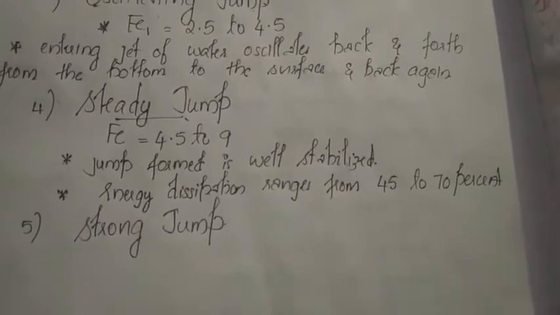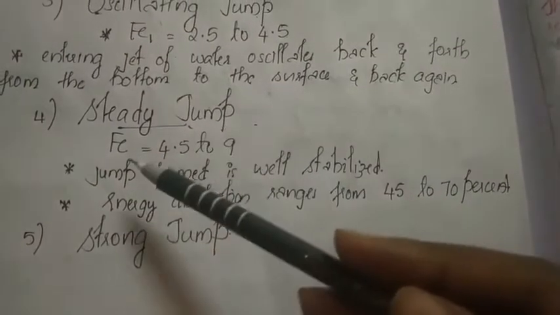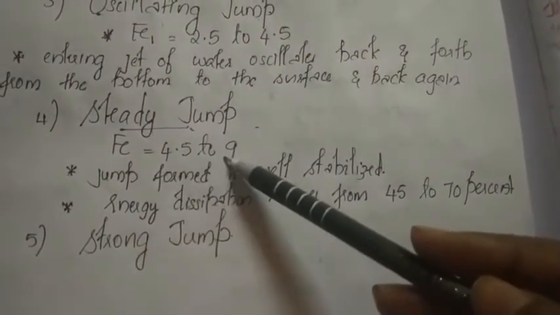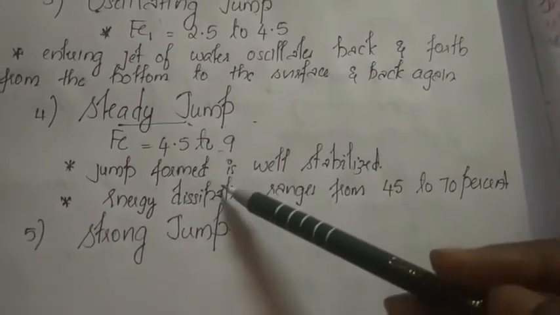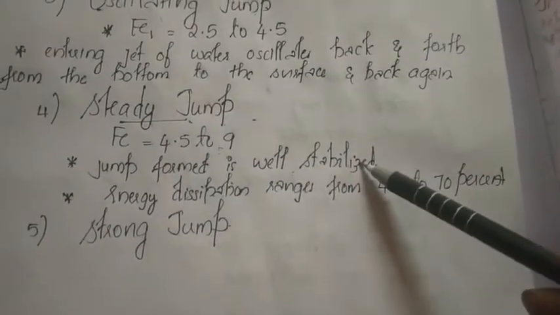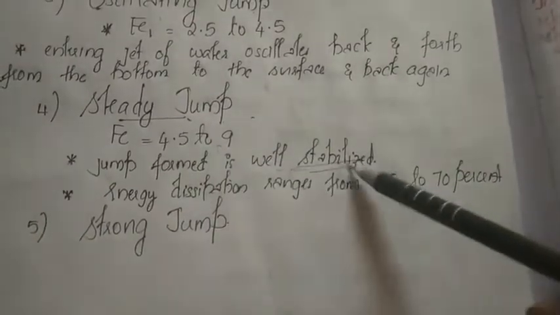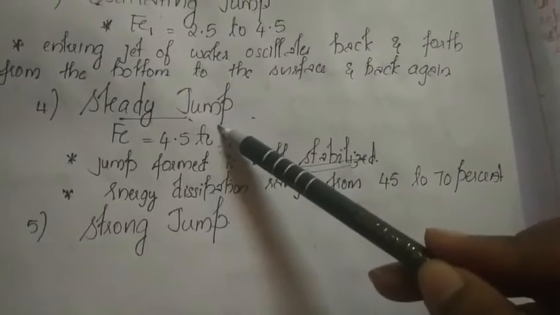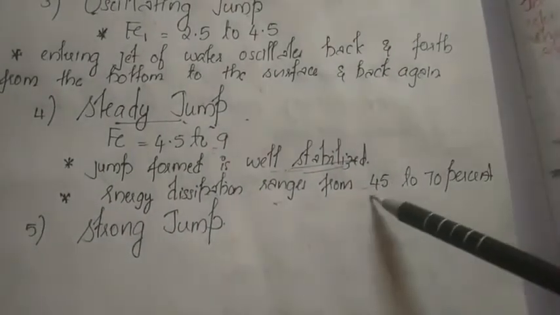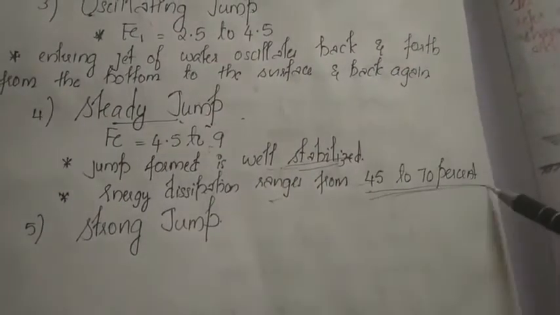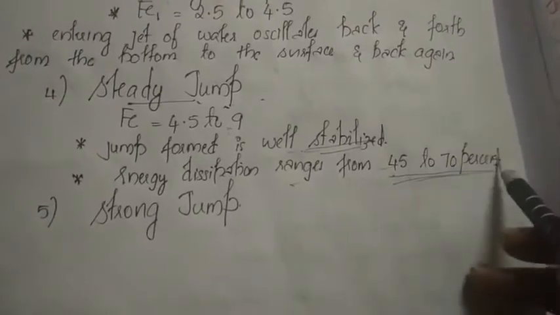So the fourth jump is the steady jump. So for steady jump, the Fe equals 4.5 to 9. And the jump which is formed here is well stabilized and it is called steady jump. So the jump formed is well stabilized, so it is known as steady jump. So for this jump, the energy dissipation ranges from 45 to 70%.